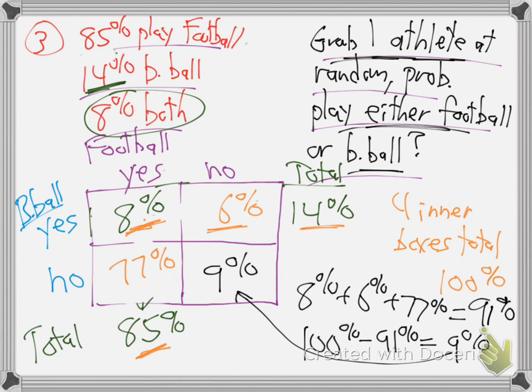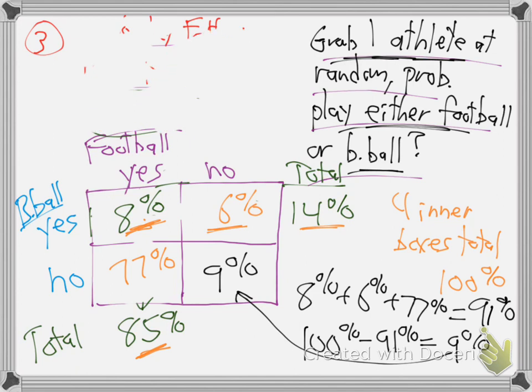So grab one athlete at random. What's the chance they play either football or basketball? Let me get this out of the way so we have more room to work. Is that an "and" question or an "or" question? And here's the big, bad, little, tiny, but powerful "or." That means I'm going to add up a bunch of categories, whenever they say "or." So which categories am I going to add up?